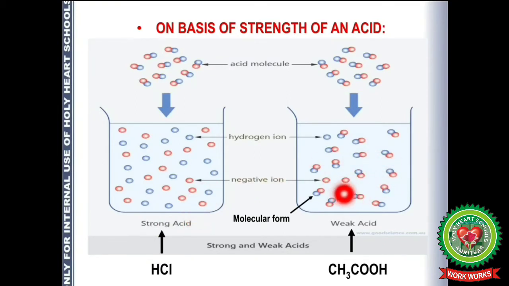In this case, there are ions. You can see these red dots and blue dots, but you can also see their molecular form like this. That means in the weak acid solution, there are ions as well as molecules. So the concentration of hydrogen ions is not much compared to the strong acid solution. Therefore, in this case, fewer hydronium ions will be produced, and so it will be termed a weak acid.